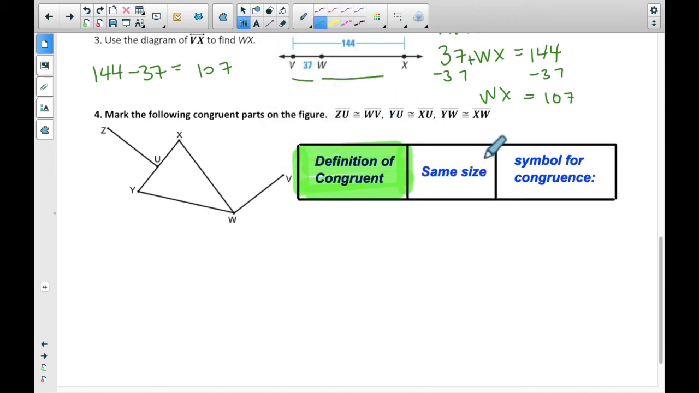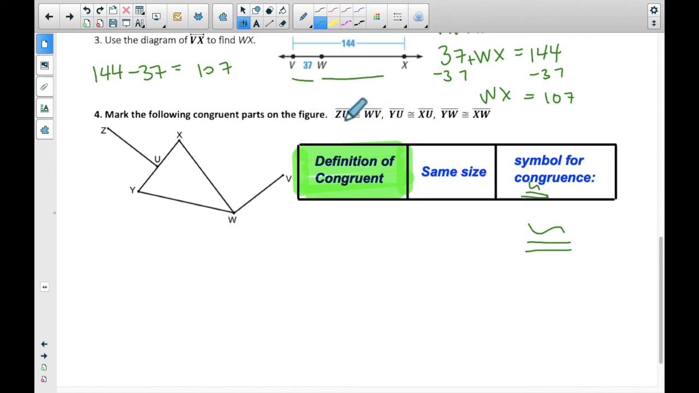So congruence is things that are the same size. And there's a symbol for congruence, and I used it just a second ago. I've kind of run out of space here, but this symbol for congruence is an equal sign, but it has a wavy line on top of it. I'm going to write it down here a little bit better. Okay, that's the symbol for congruence, an equal sign with a wavy line. What it means is they're the same size. That's what congruence means. So it says mark the following congruent parts on this figure.